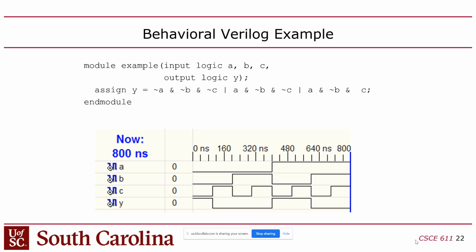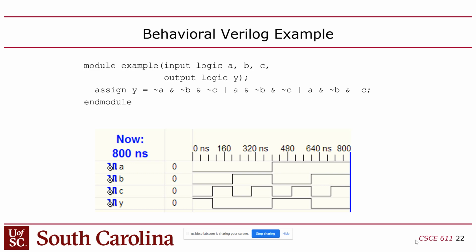We don't know who's driving these, but somebody is stimulating these inputs, and they're creating a counting sequence. They're going through every permutation of A, B, and C. Right? So 0, 0, 0, 0, 0, 1, 0, 1, 0, 0, 1, 1. So basically it's counting from 0 to 7 in binary, right? And then you're looking at Y.